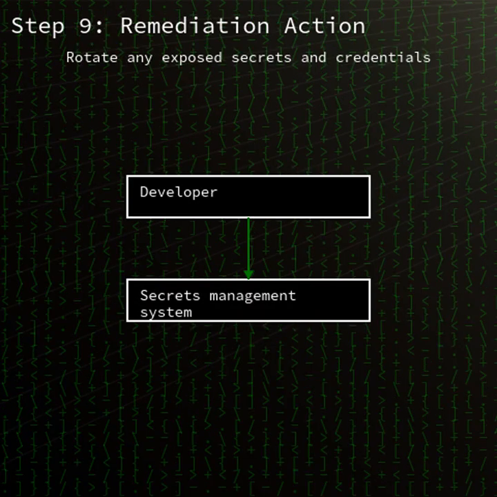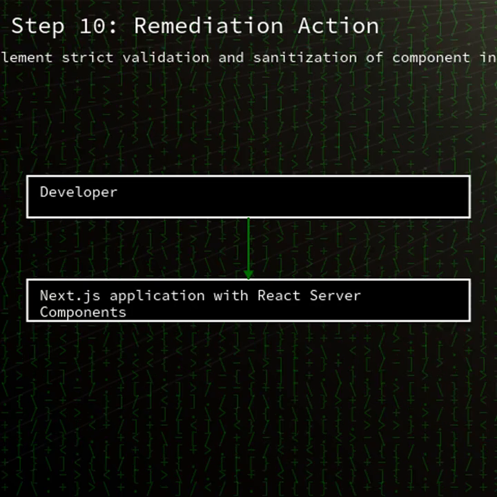CVE-2025-66478 underscores the risk of executing untrusted data in server-rendered frameworks. If you're running Next.js with the React server components, apply the patch immediately, rotate secrets, and monitor your logs for suspicious activity. Stay subscribed to official security advisories, integrate the new detection mechanisms into your toolchain, and keep an eye on your CI/CD pipelines. That wraps up our deep dive.